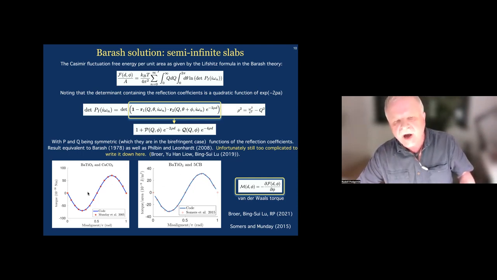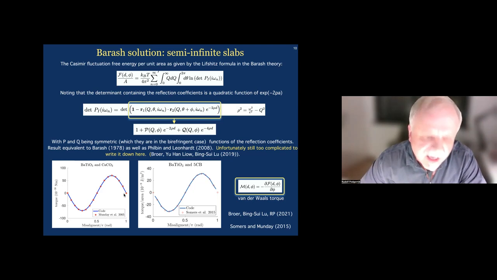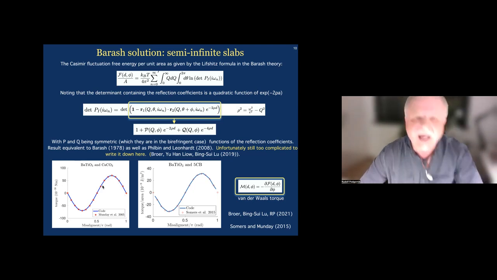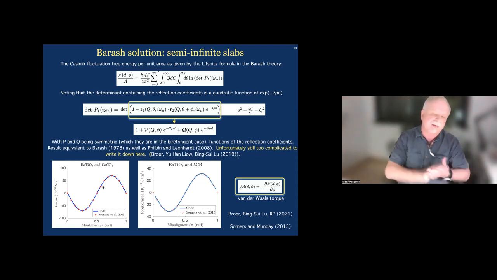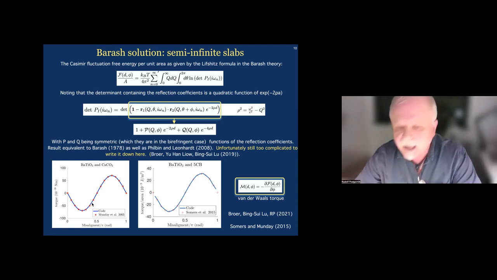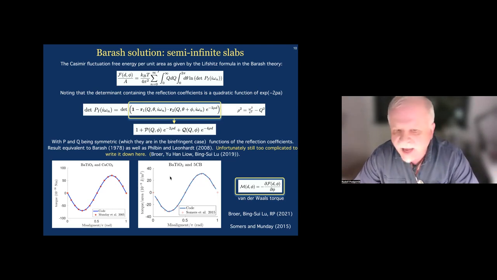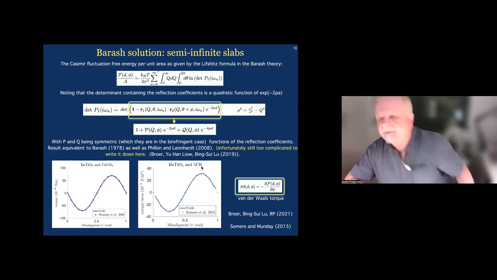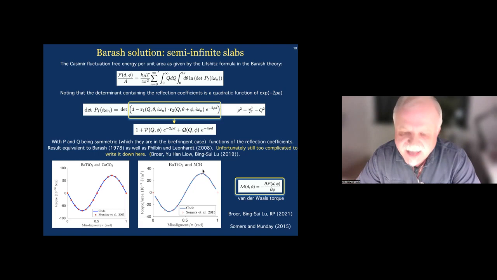And right here at the bottom, I'm showing you numerically the torque calculated. The red points are calculated by the Barash methodology and the blue line is calculated by the eigenvalue problem. It's not easy to see that they are identical because the formulas are so complicated and Mathematica also doesn't help. Anyhow, these are two torques for two different anisotropic systems. One is barium titanate and calcium carbonate, and the other is barium titanate and a nematic liquid crystal called 5CB. It doesn't matter exactly what that is. It's a nematic liquid crystal.